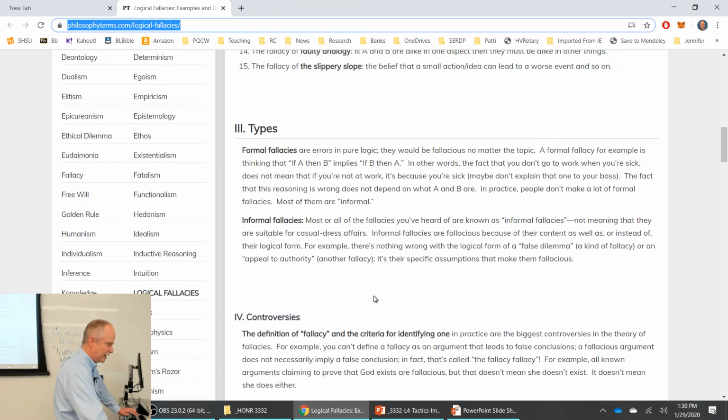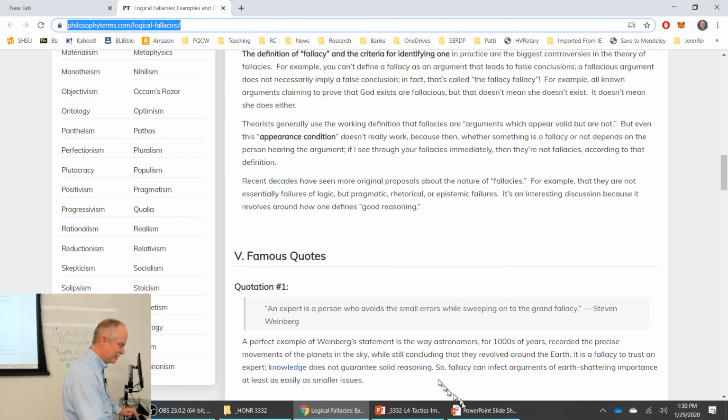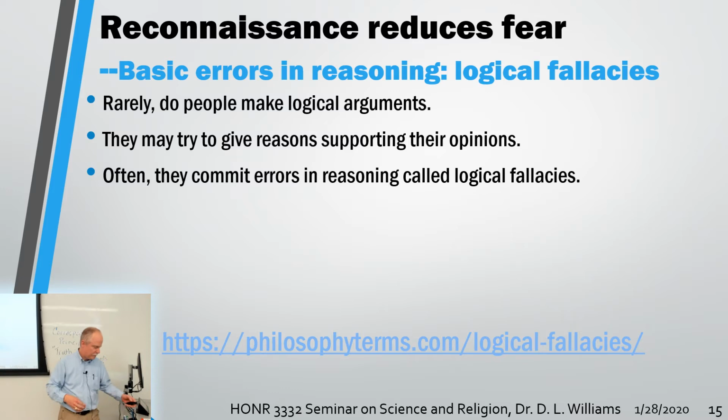A lot of the other sites I use, like the Stanford Encyclopedia of Philosophy, if you were to print them out, would be 20 or 30 pages. So this is short and concise. So let's look at some of the logical fallacies. There are too many to list, but we make lists anyway, as you can see.